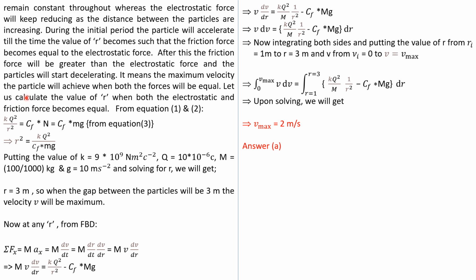So we will equate electrostatic force with the friction force, and we will get r square as KQ square divided by coefficient of friction into mg. Putting all the values for K, Q, m, coefficient of friction, and solving for r, we will get 3 meter. That you can solve, you should check by yourself. So when the gap between the particles is 3 meter, the velocity v will be maximum. That we can call V subscript max.